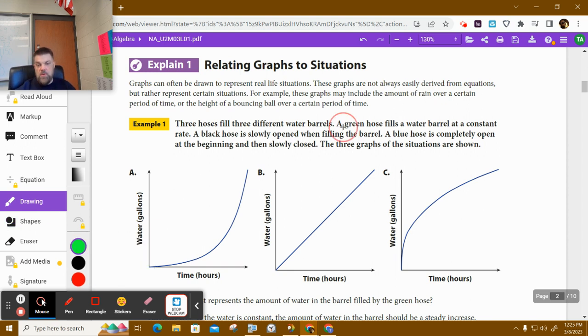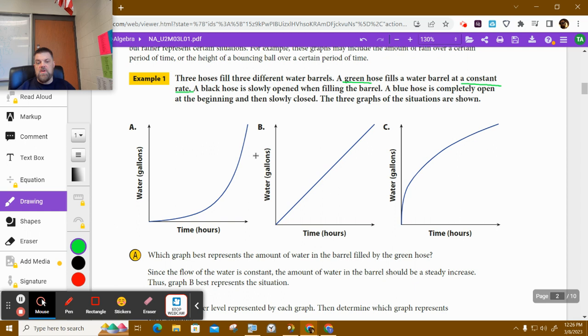So a green hose is a constant rate. Which one looks like it's a constant rate? A, B, or C? B. Yeah. B is the constant, right? That's the green hose.